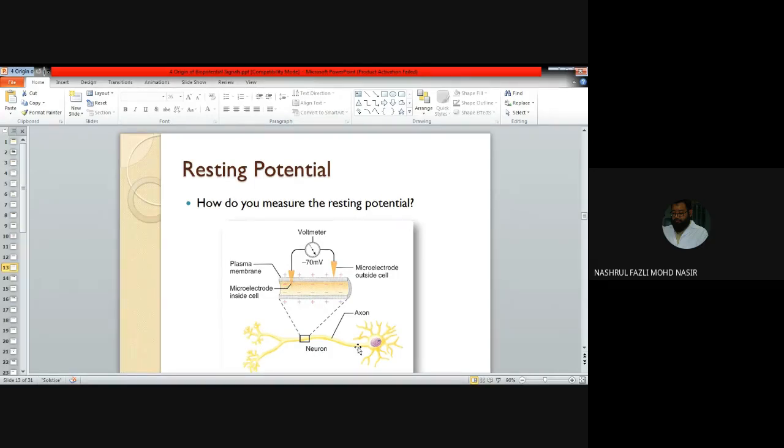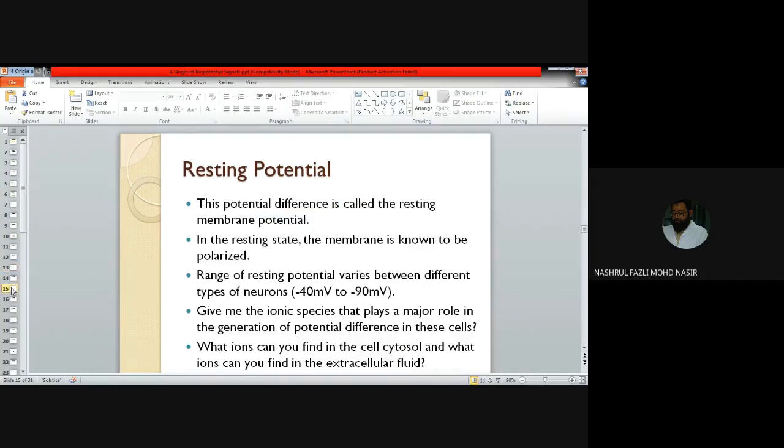So it should be the standard, negative 70 millivolts. We just use this number. Maybe there will be differences, because this is biology, but we put it as negative 70 millivolts. Let's go to page 15.